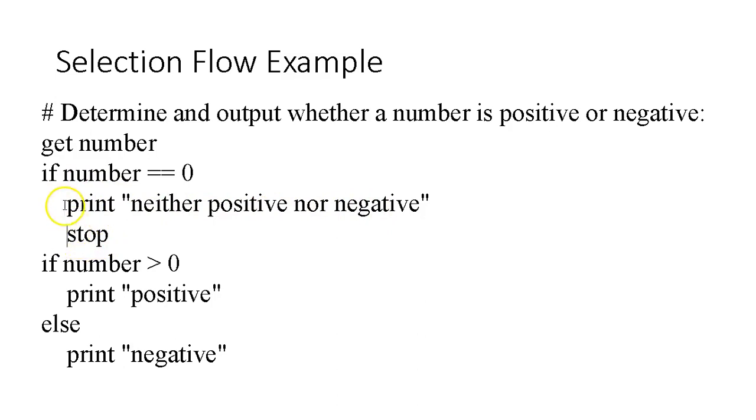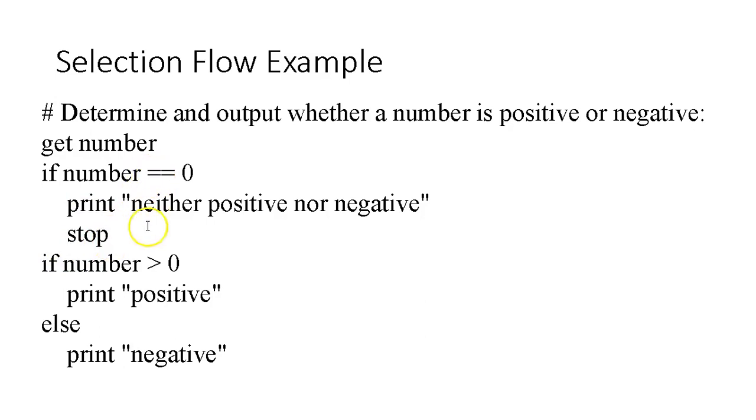Notice that these two statements are indented under this if. They will both be executed if number is equal to 0. Because 0 is neither positive nor negative, this answer would occur for that case. The stop statement immediately ends the entire algorithm. Nothing will happen after that.